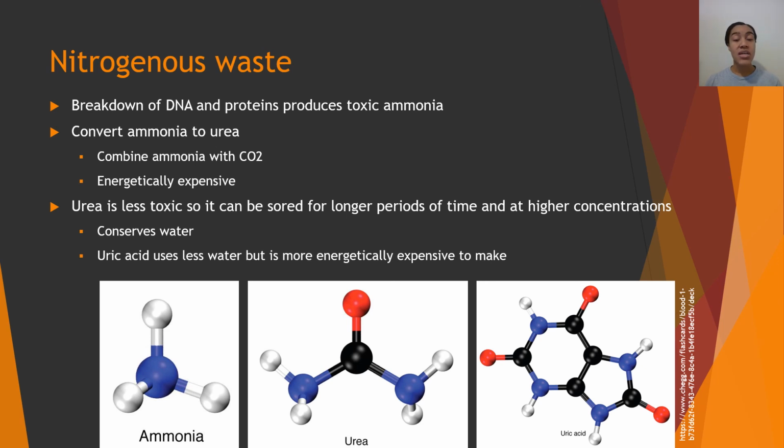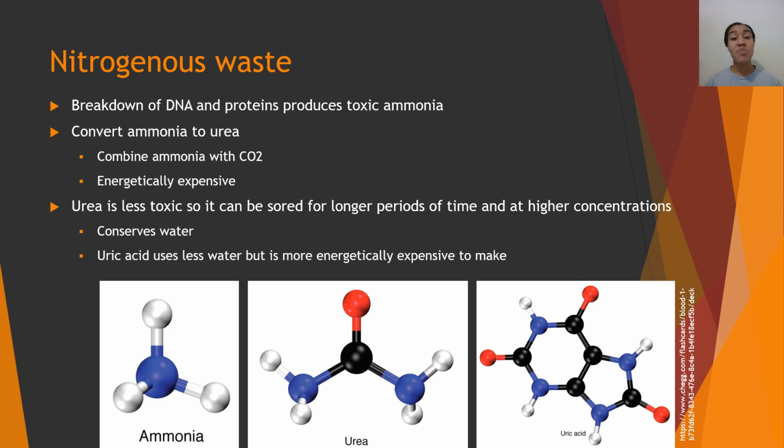We break down the DNA and protein that made up those cells, and we can either recycle those parts or get rid of those parts as waste. In addition, just regular healthy cells are constantly making new proteins and breaking down old proteins. And when they break down those old proteins, it makes a nitrogenous waste as well. The primary type of nitrogenous waste that results from the breakdown of DNA and proteins is ammonia.